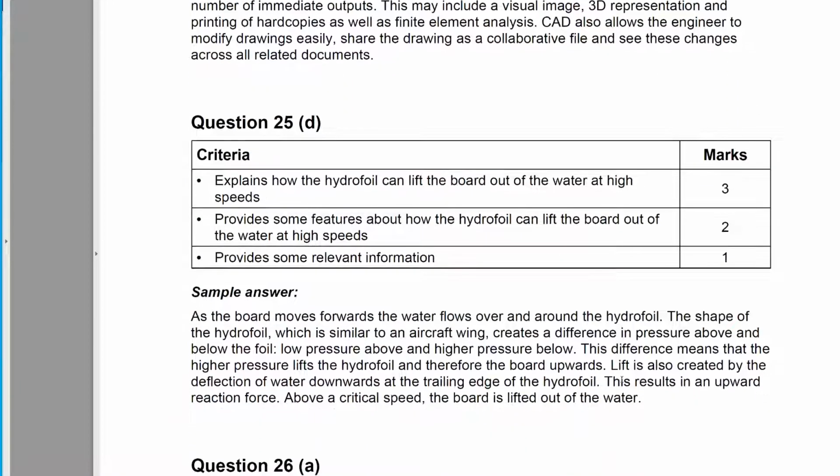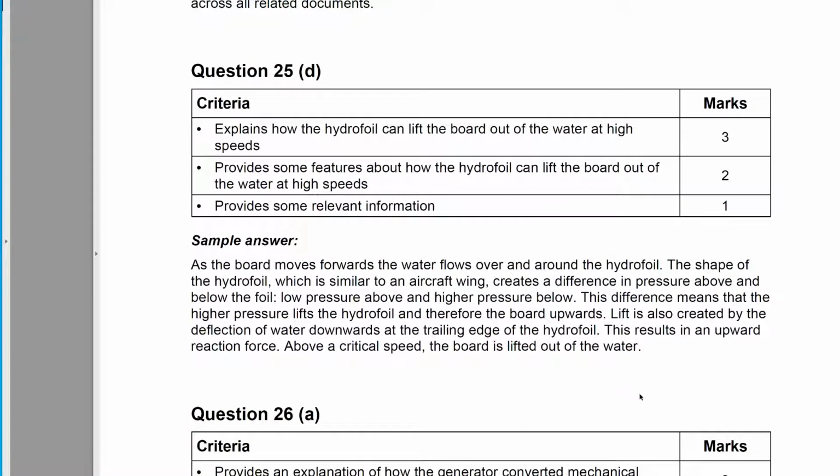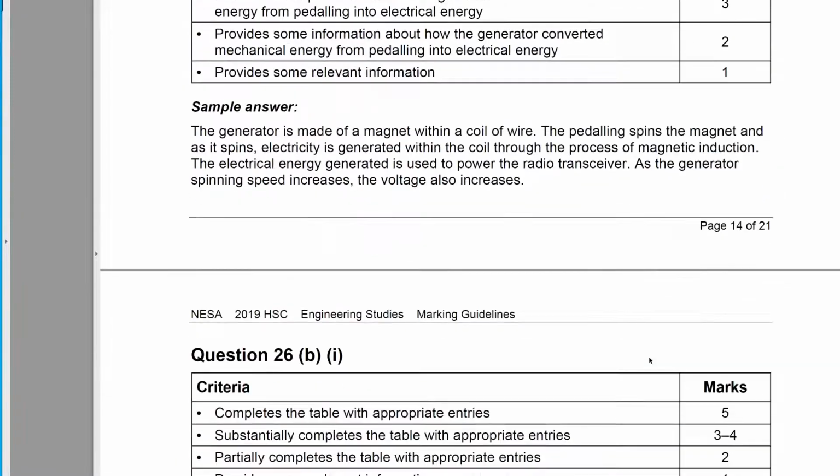That's me coming up with it on the fly. I think it's always a little bit harder because I'm not writing things down, but I can't go back and edit anything. The generator is made of a magnet and coil of wire. Good. Pedaling spins the magnet. Good.